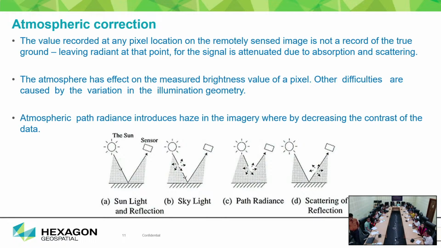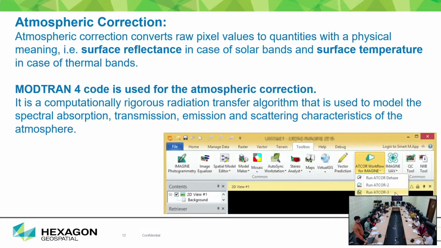So in atmospheric correction, basically, atmospheric correction converts the raw pixel values to quantities with a physical meaning. I am telling you that these are digital numbers. Using digital numbers, we are not able to understand what type of features there are, whether it is a vegetation cover or a bare land or some roads, water bodies. We are not able to do it. That's why we have to convert this DN number to a reflectance value. And atmospheric correction does this type of job.